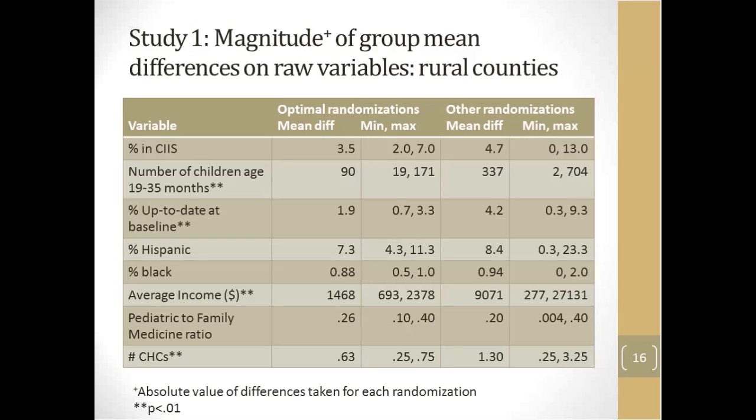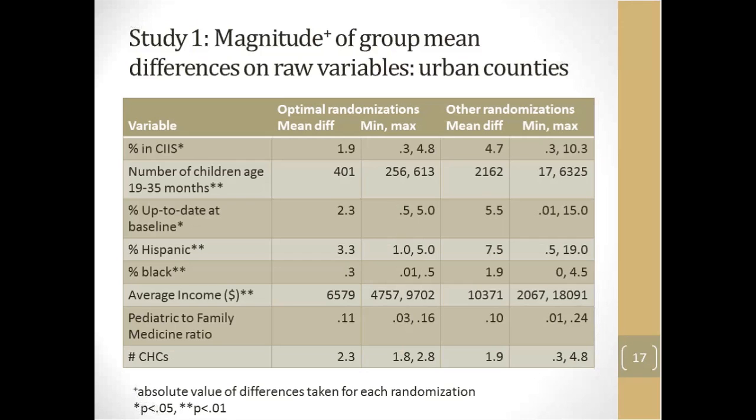Now, in the urban counties, we actually had greater differences on more variables there. Percent CIIS, number of children in the counties, percent up to date at baseline, percent Hispanic, percent Black, and average income were all significantly better in the optimal randomizations.